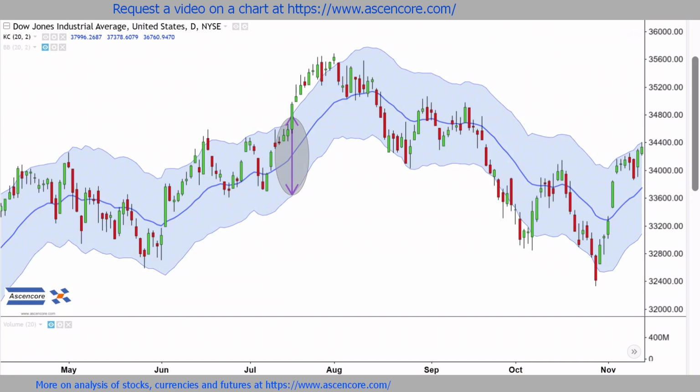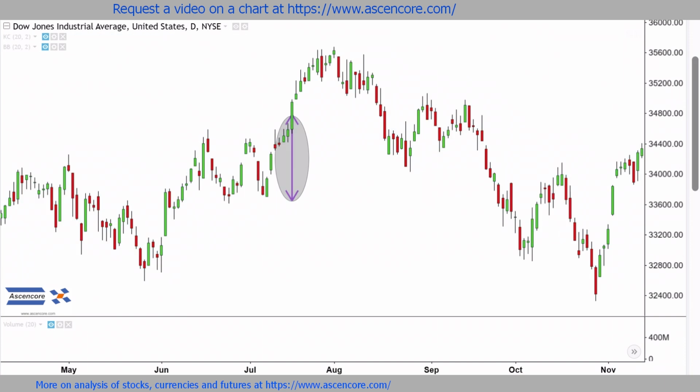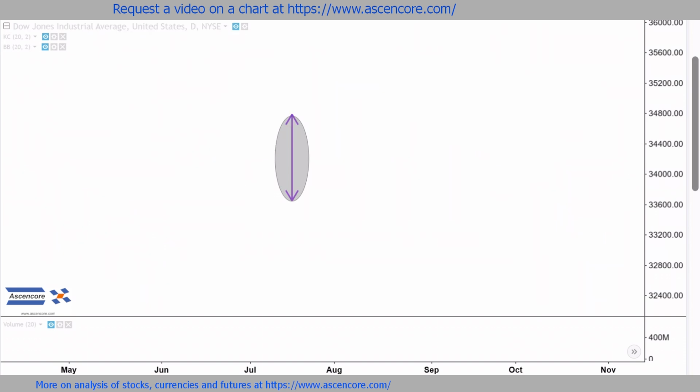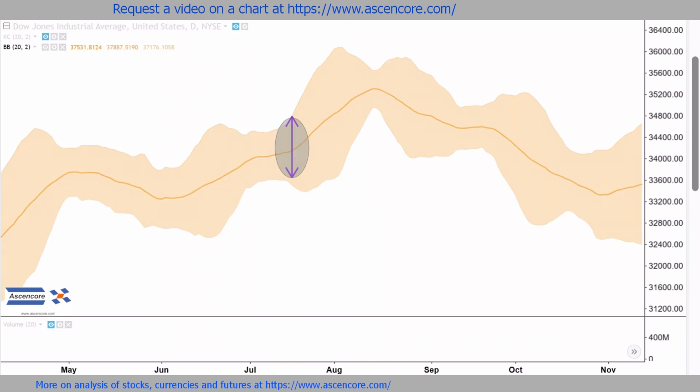the channel. By default, these lines are set to be 2 average true ranges, or 2 ATRs, away from the center line. So the upper line is 2 ATRs above the center line, and the lower line is 2 ATRs below the center line. This construction is similar to the Bollinger Bands indicator.